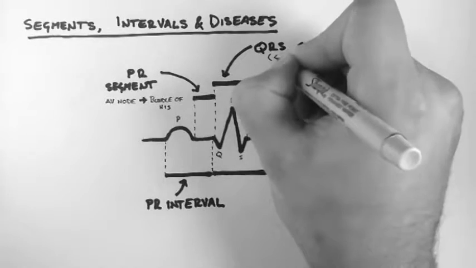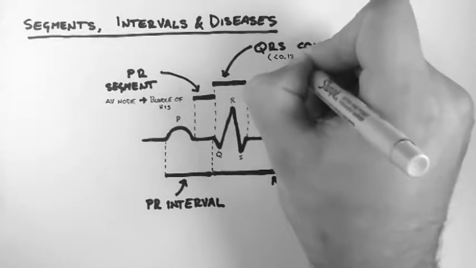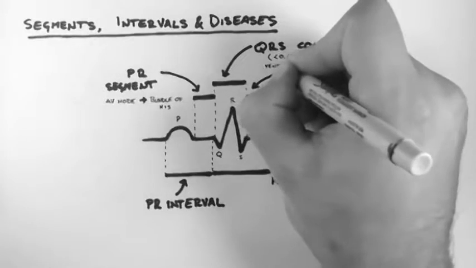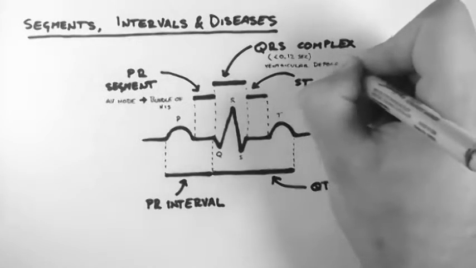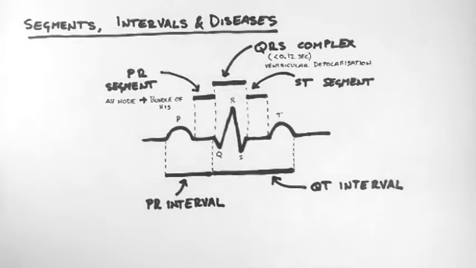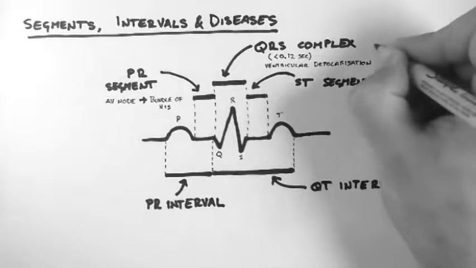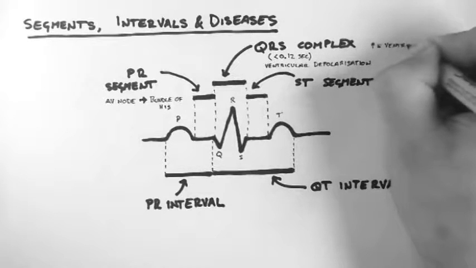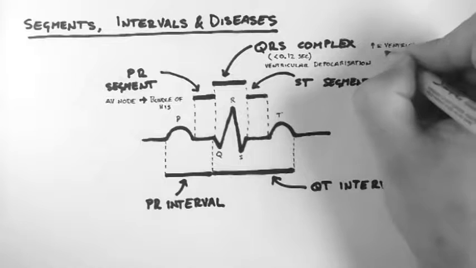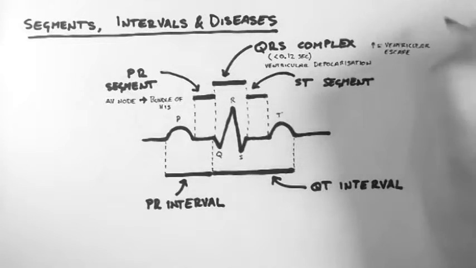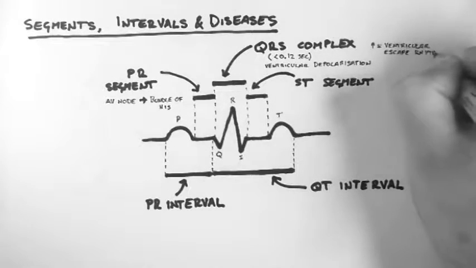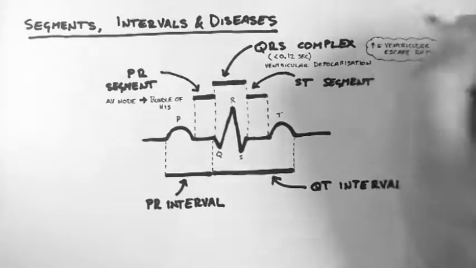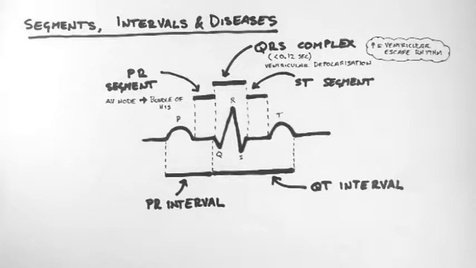A normal QRS complex should be less than 0.12 seconds in duration. It's associated with ventricular depolarization. If the QRS complex is longer than 0.12 seconds, we call this QRS widening, and it usually suggests a ventricular escape rhythm, which is a rhythm that originates within the ventricles rather than the SA node, or it suggests a bundle branch block.